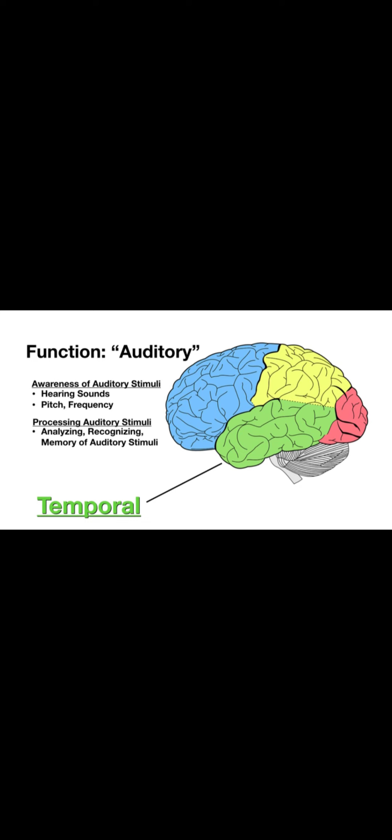Number 4, the temporal lobe. The temporal lobe is in association with your auditory senses. For example, hearing sounds, different pitches and frequencies, and remembering certain sounds associated with objects. For example, when teaching a child that dogs bark and cats make the sound of a meow and cows make the sound of moo. These are different recognitions for memory of auditory.